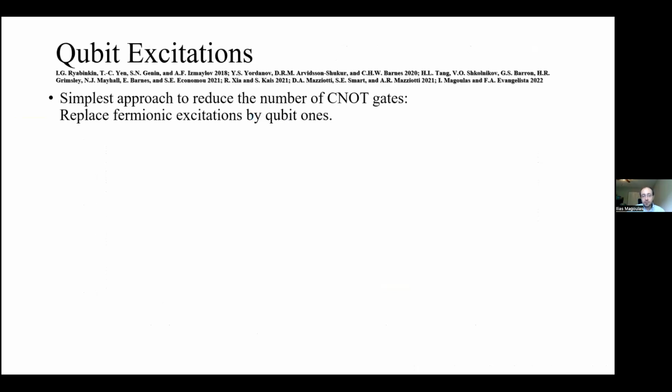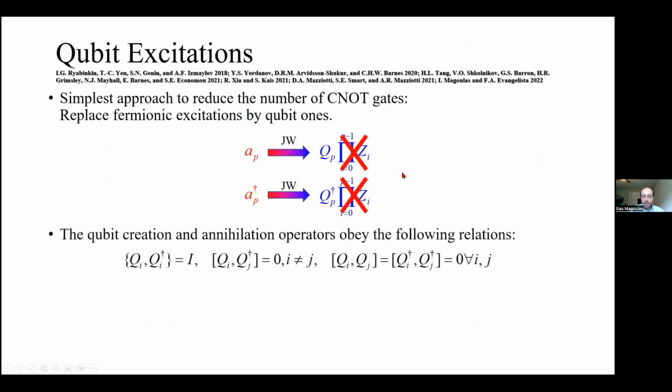So the simplest way to reduce the number of CNOTs is to replace fermionic excitations by qubit ones. And what that means is that if you go back and see how we use the Jordan-Wigner transformation to translate between second quantization and our quantum computer, you simply neglect these strings of Z operators at the end. Now, these are the relations that the qubit creation and annihilation operators obey. And as it turns out, they are not exactly bosonic, not exactly fermionic. Some people in the literature call them parafermionic.